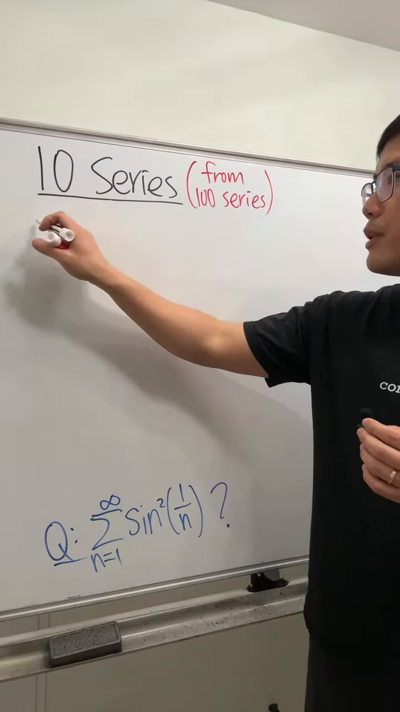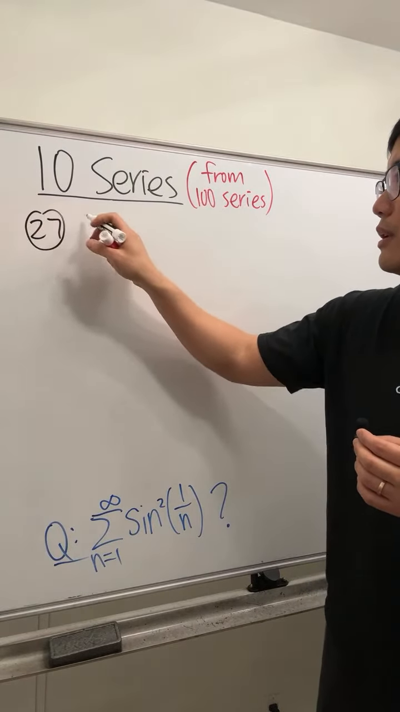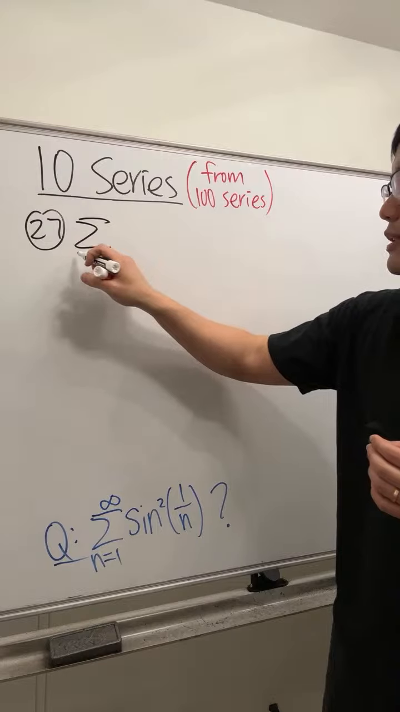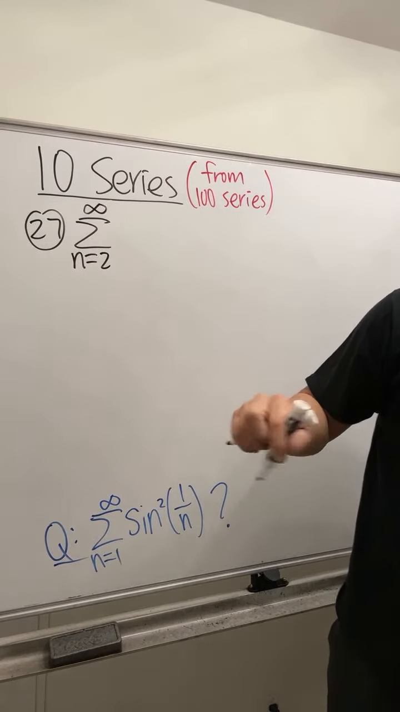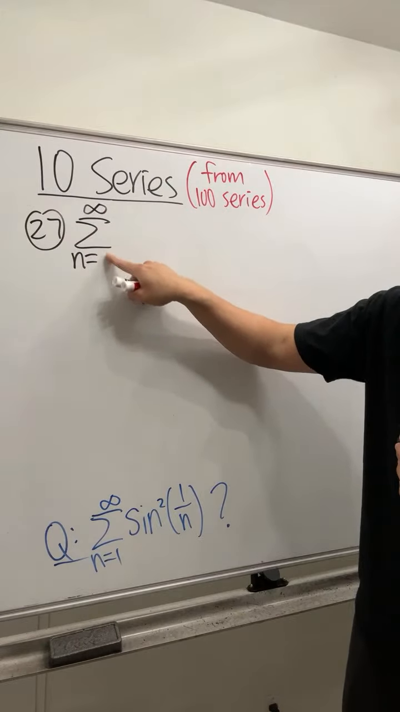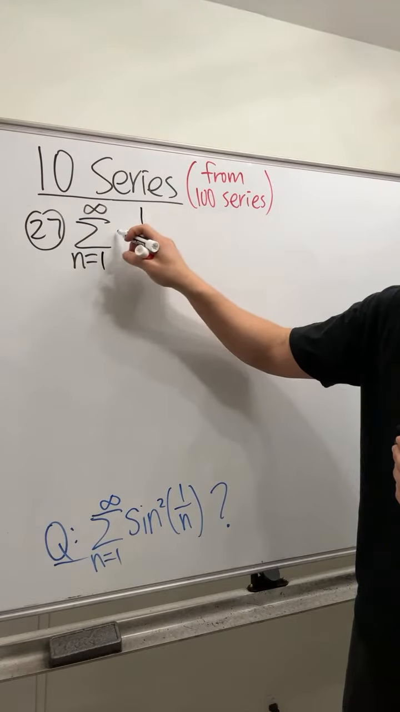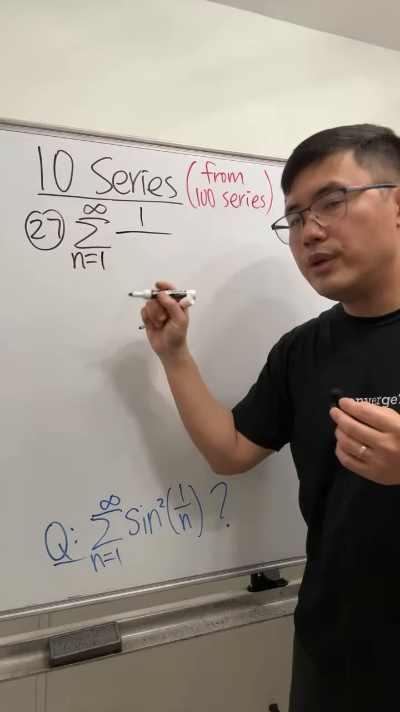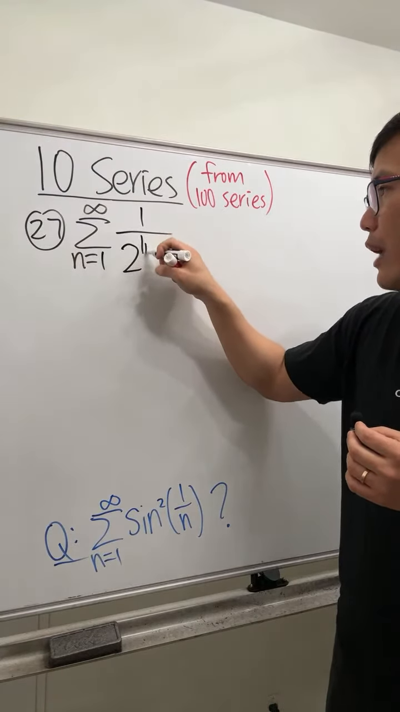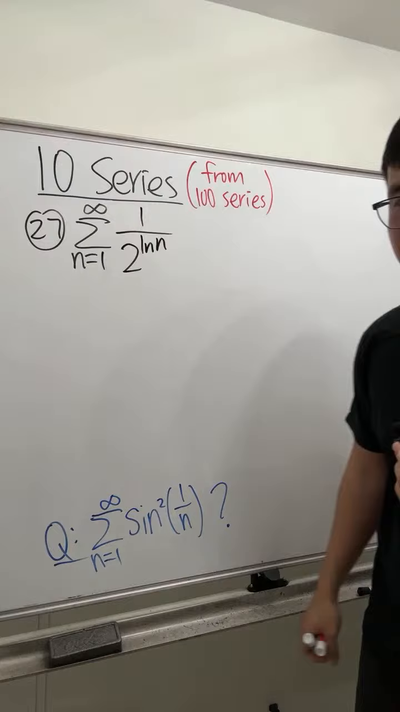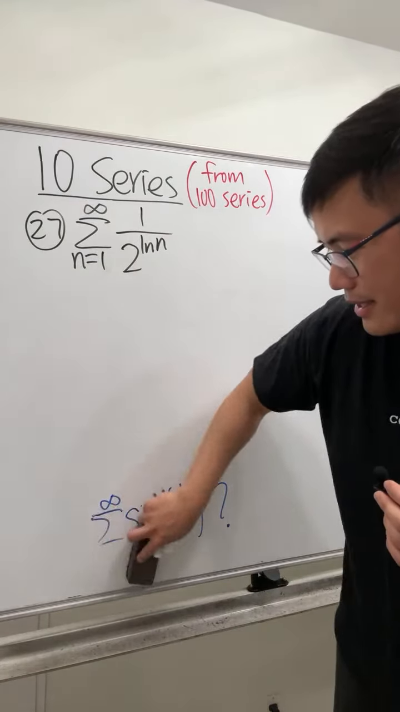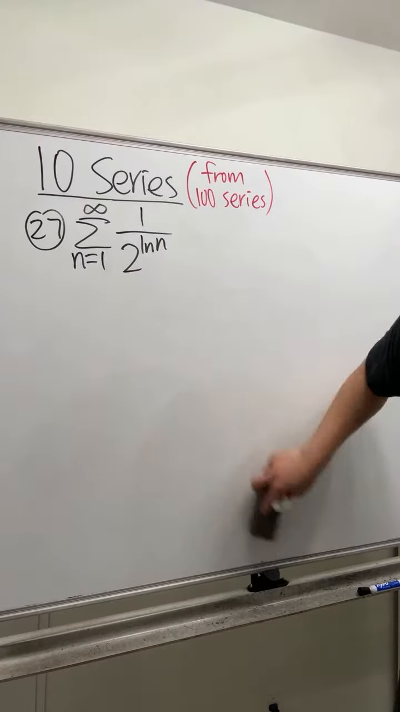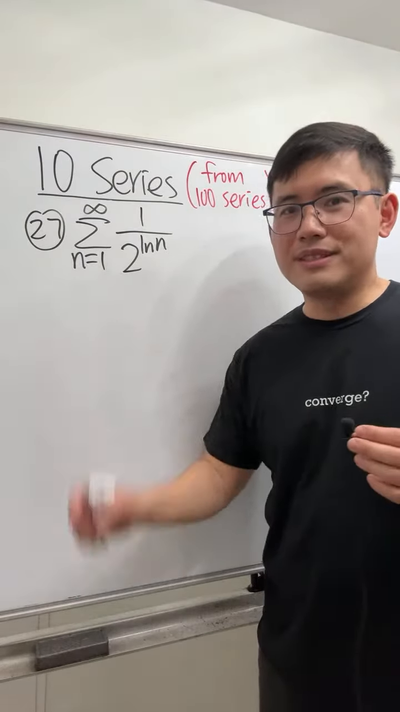This is question number 27 from the 100 series. n goes from 1 to infinity of 1 over 2 to the ln n power. And this right here, I'll leave that to you guys later. Now, let's focus on number 27.